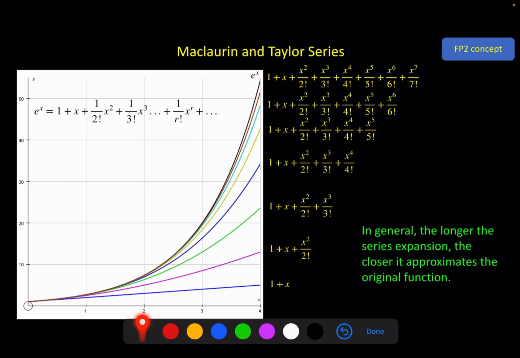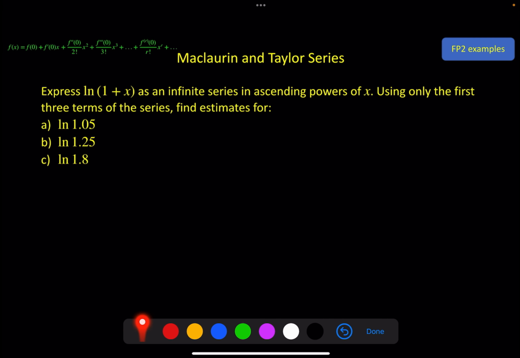First example, express the natural log of 1 plus x as an infinite series in ascending powers of x. Then, using only the first 3 terms of the series, find estimates for these. So we'll do 2 things here. We're going to use this to find an expression for this. So that's using the series expansion. We're also going to have an example here of using that to find an estimate for actual numbers.